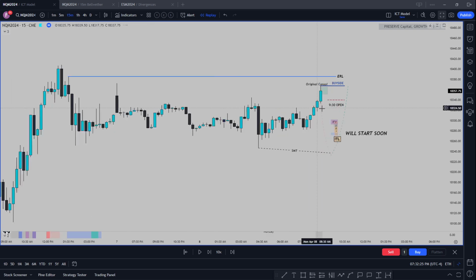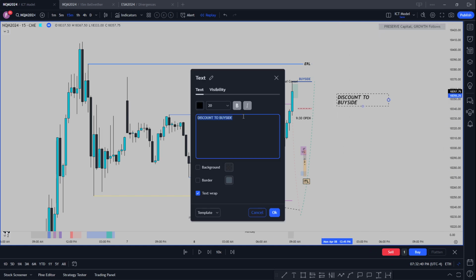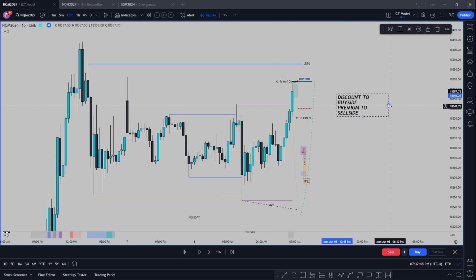So we're going to drop to our 15, and we're looking for obviously the 4 profiles that were discussed in the New York, how to trade the New York ERL to IRL. Your 4 different profiles are going to be either discount to buy side, buy side to discount, or premium to sell side and sell side to premium. Those are the 4 things you're going to be looking for in a profile.